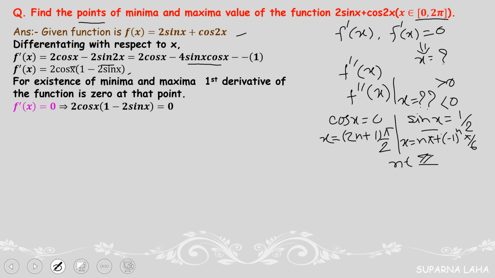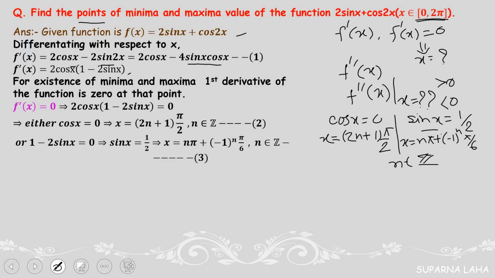So from this general value we need to find the values that belong to the interval 0 to 2 pi. Now check for n equal to 0 for this part. Put n equal to 0, x is equal to pi by 2. Put n equal to 1, this is 3 pi by 2. Put n equal to 2, that does not belong to this interval 0 to 2 pi. So these two values.